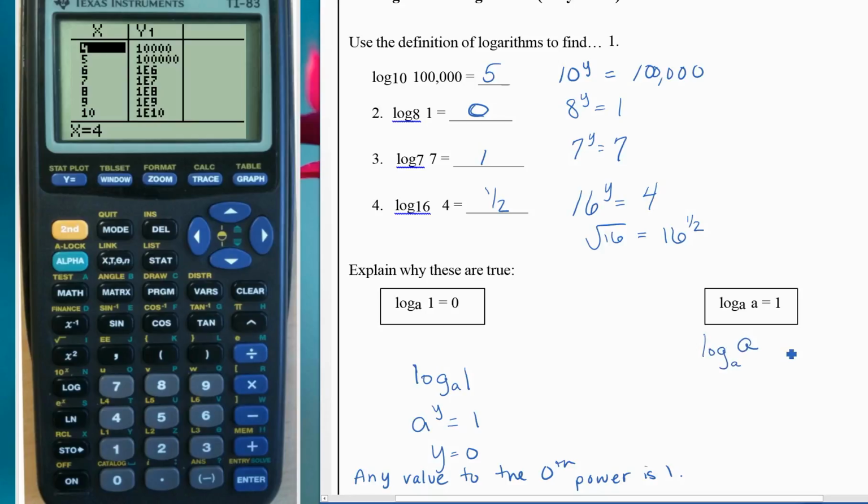Okay, and then log base a of that same number, so here we're doing log base a and we're plugging in a. Well, why does that equal 1? We're saying, a to what power equals a? And obviously it's 1. So here we can say any value to the first power is itself. Okay, so it's just some more basic properties of logarithms that you should know.